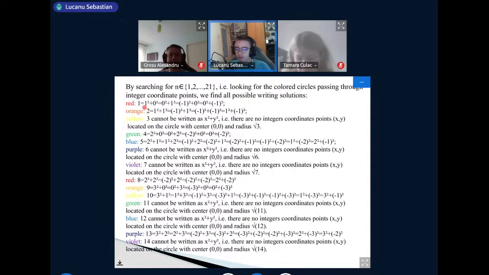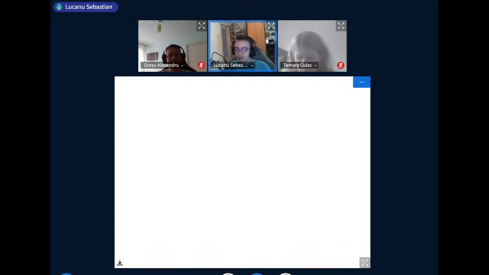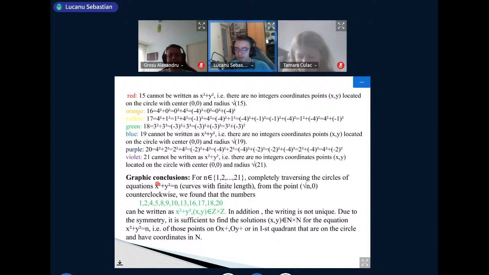Each circle represents a different value that we studied, and our graphical conclusion is that for n from 1 to 21, completely traversing the circles of equation x squared plus y squared equals n, curves of finite length, from the point square root of n, 0 counterclockwise, we found that the numbers 1, 2, 4, 5, 8, 9, 10, 13, 16, 17, 18, and 20 can be written as x squared plus y squared with x and y both integers.